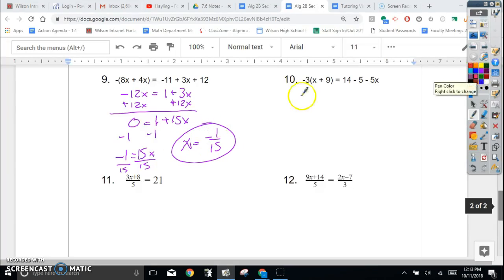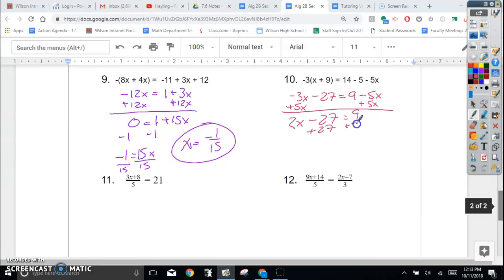Number 10. Distribute the negative 3 in. So we get negative 3x minus 27. 14 minus 5 is 9. I'm going to add my 5x over, because that's smaller than a negative 3x. Negative 5 is smaller than negative 3. So see how I get a positive 2x here? And I'm going to add 27 over to get that x by itself. 2x will equal 36, and then half of 36 is 18. So that one works out pretty nice.